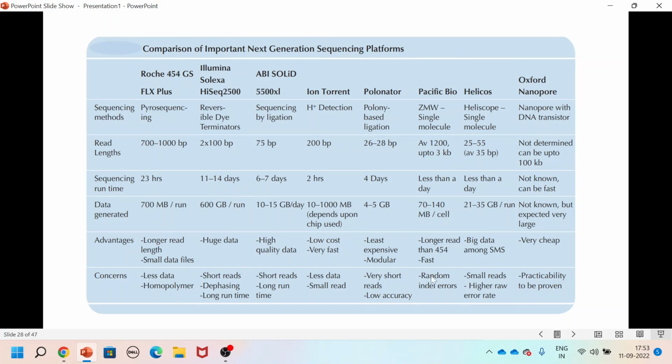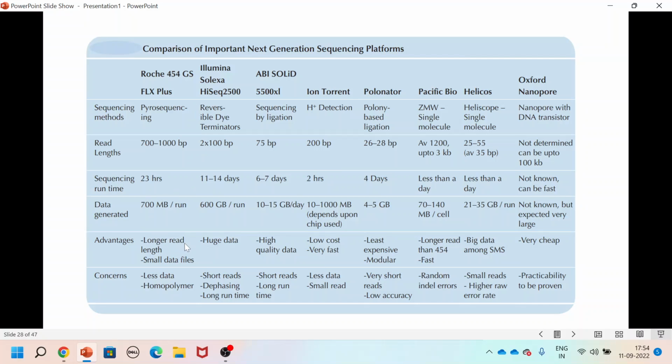So this is the comparison of the important next generation sequencing platforms. There are various platforms which are present, as I mentioned, Roche 454, Illumina, Solexa, ABI SOLiD, Ion Torrent. These are the different properties on which they are based, and they have certain advantages and disadvantages over each other. For example, if we are using Roche 454, which utilizes the emulsification technique for the amplification of the target DNA, and pyrosequencing as a sequencing method.